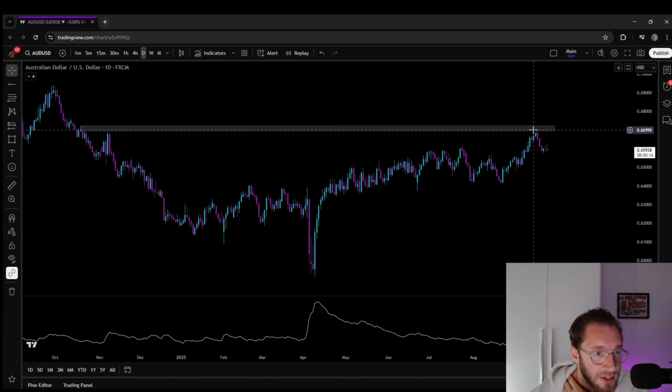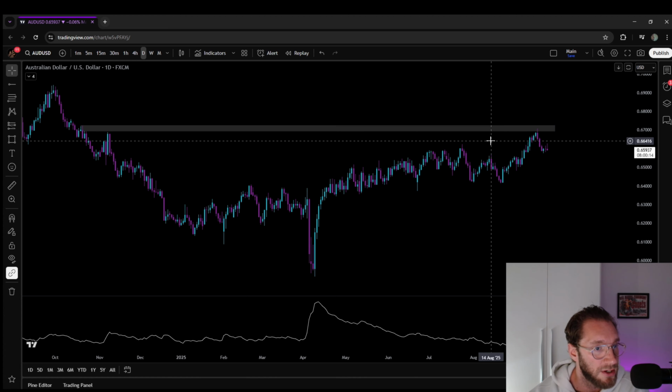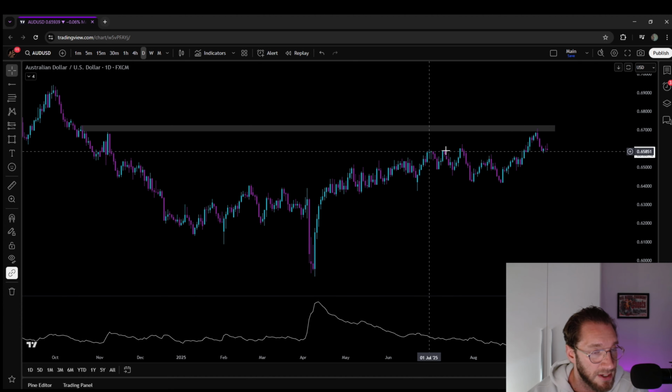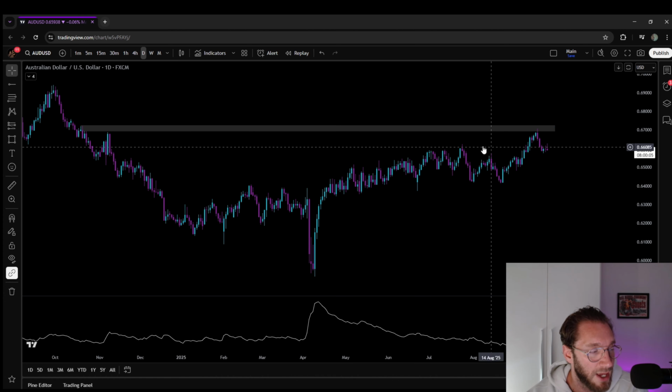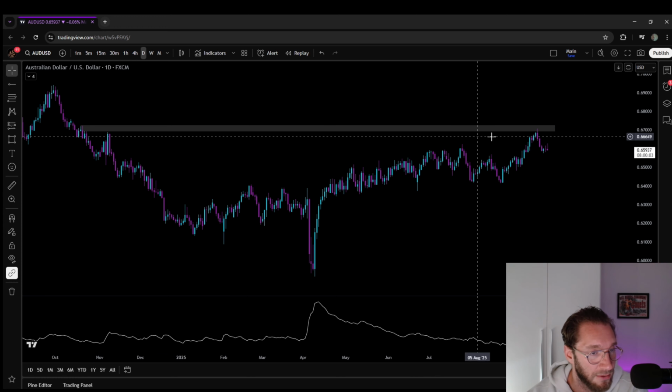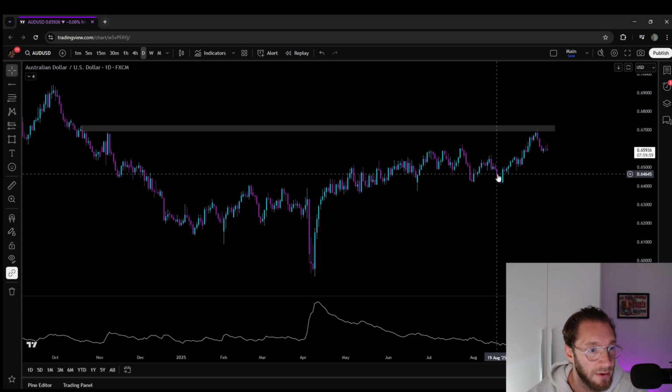When we drove into this level, it was actually a Powell speech. Powell was about to talk. The Fed rates decision had just come out. There is no coincidence that we traded straight into an area of supply. We had multiple other pairs doing the same thing and other assets, and the whole market turned on that news. And that is where we find these big trades.